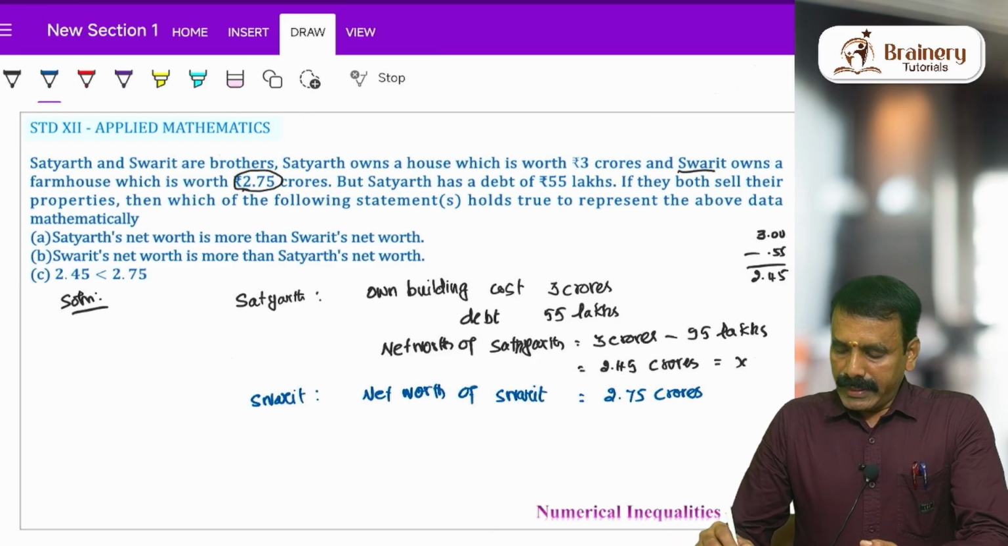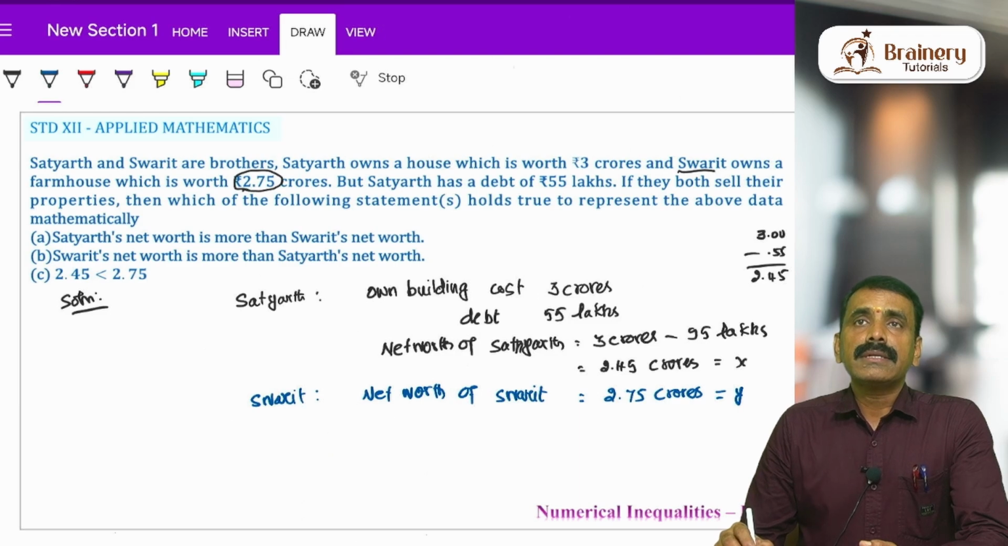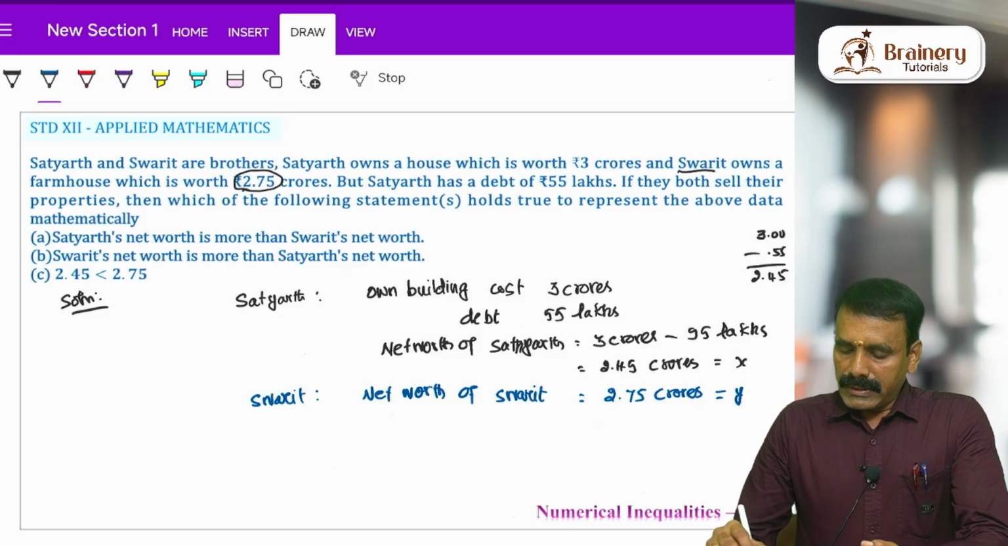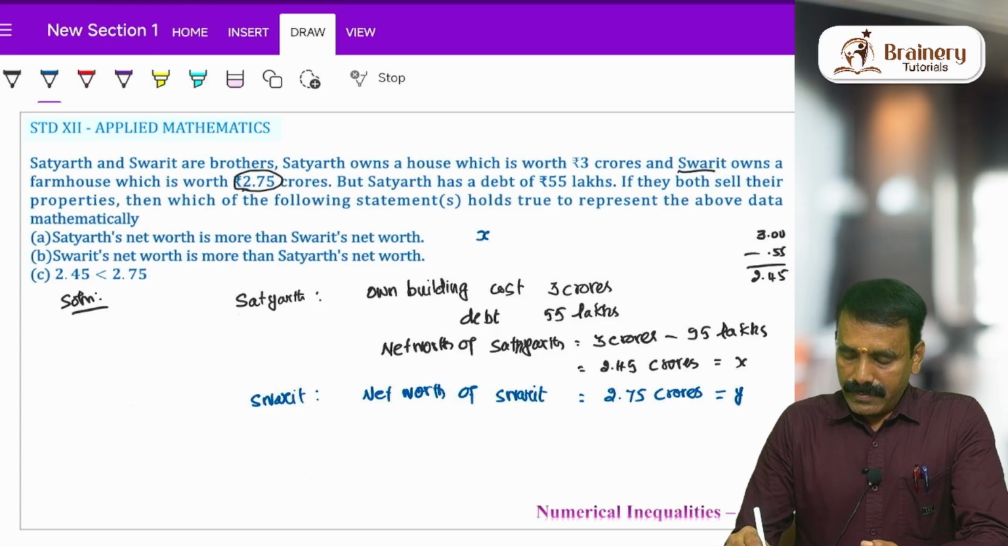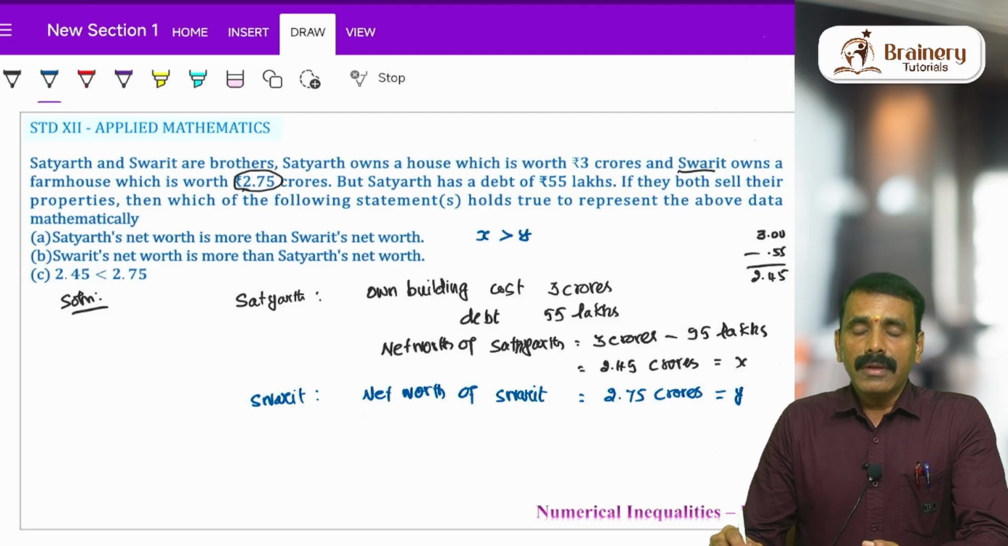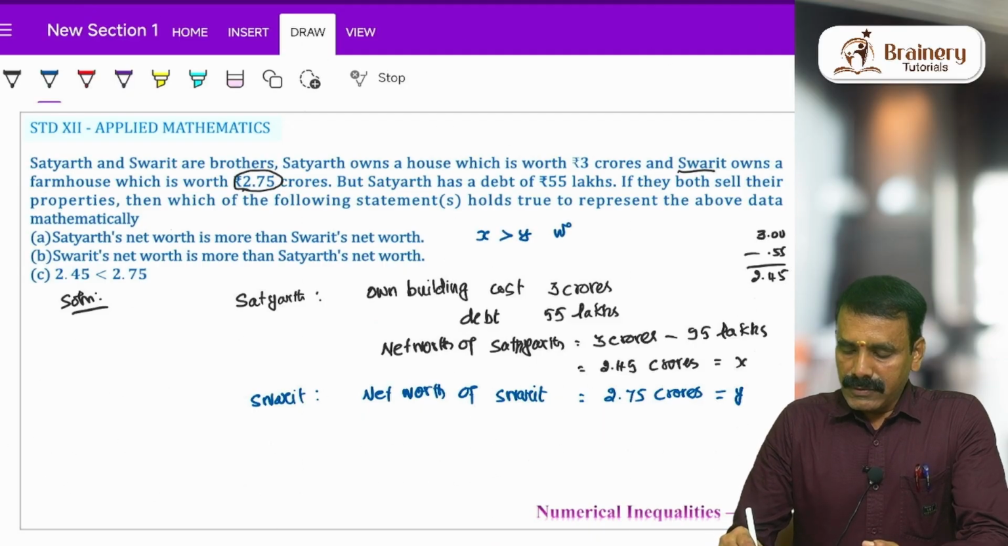Okay, I take this as Y. Now we are going to write this mathematically. Satyarth's net worth is more than Swarit's net worth. Satyarth's net worth is X and Swarit's net worth is Y. So they are saying X is greater than Y, which is false. Why is this false?